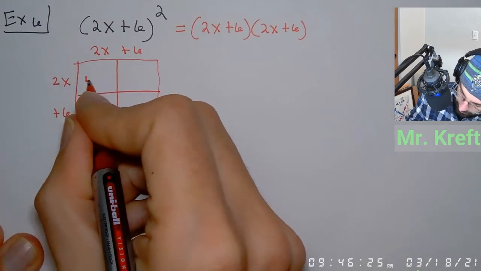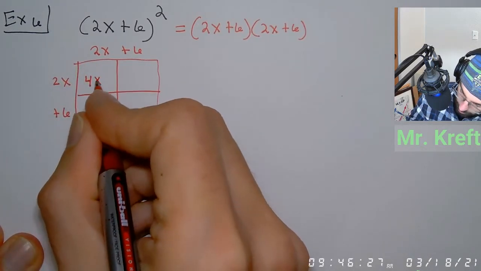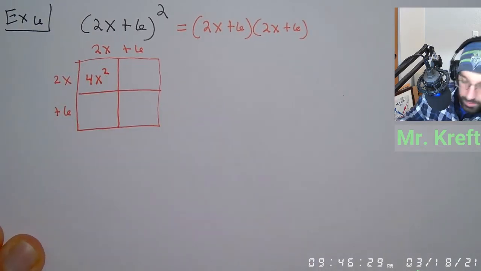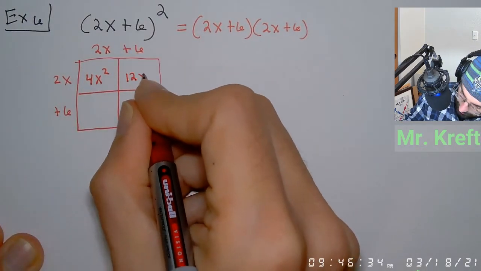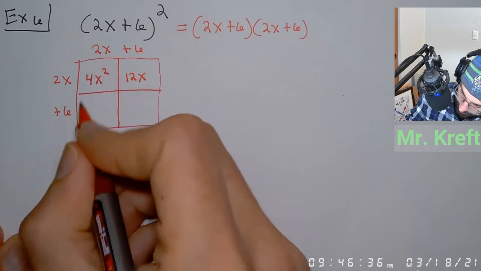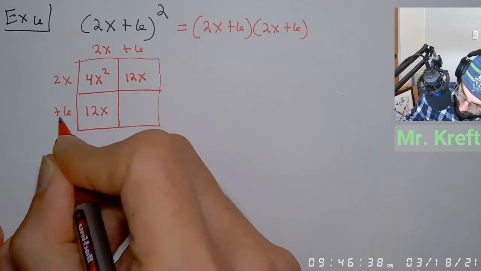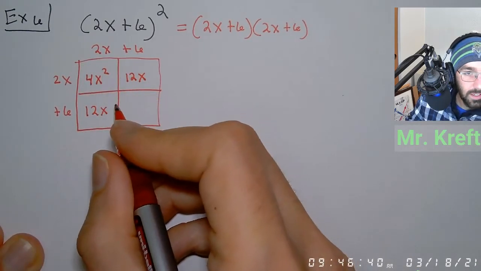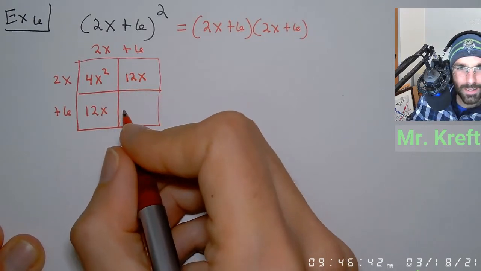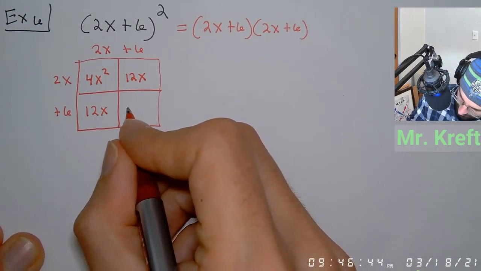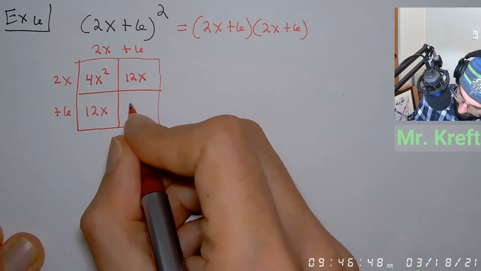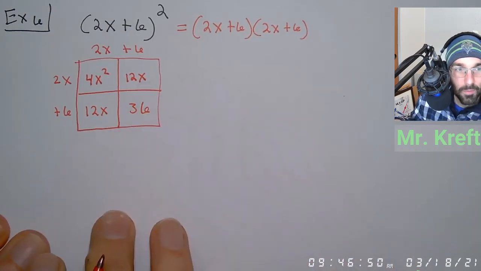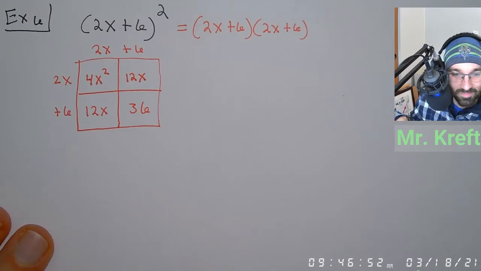2 times 2 is 4. x times x is x squared. 6 times 2 is 12, so I'm going to have 12x. And then 6 times 2 is 12x. And then 6 times 6 is 18. Do I have that right? Yeah, 18. Do I have that right? No. 6 times 6 is 36. Oh my gosh, guys. I'm embarrassed now.